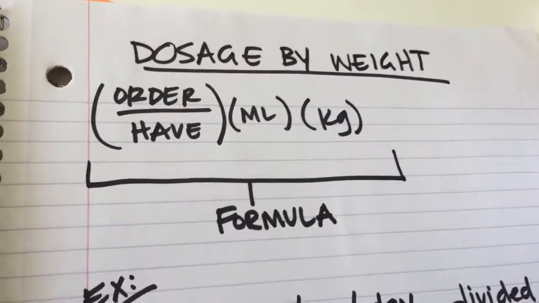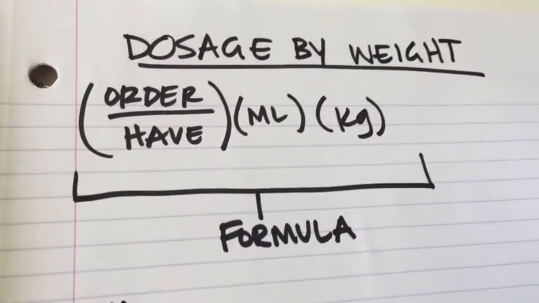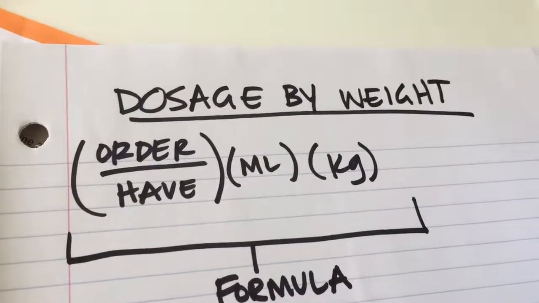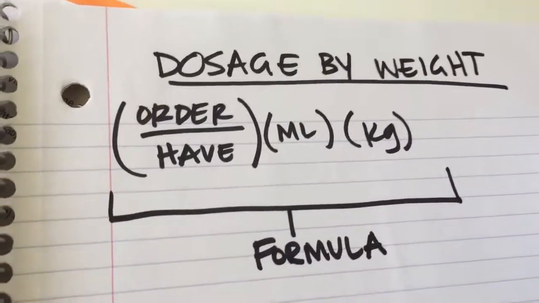Okay, this is the formula that I use to figure out these dosage calculation questions. I always put the order over the have and multiply that by how many milliliters is in the have, if that is applicable, and then by the kilograms, if applicable.